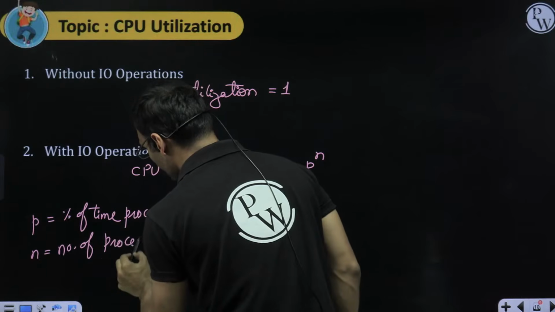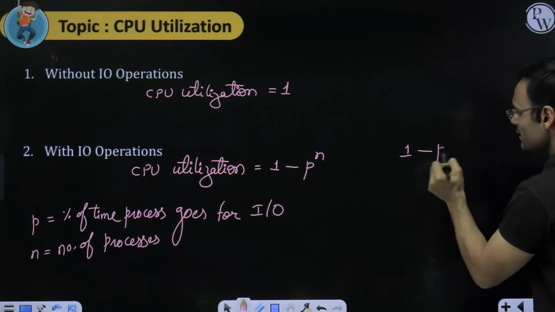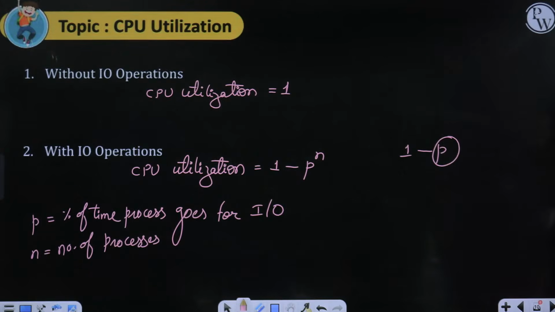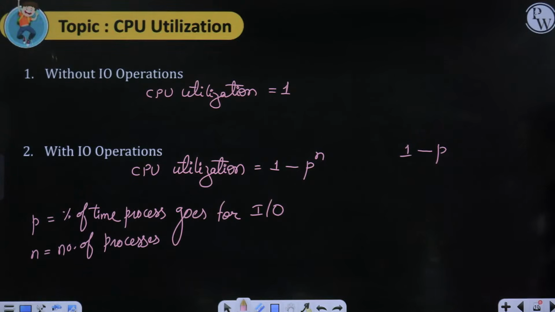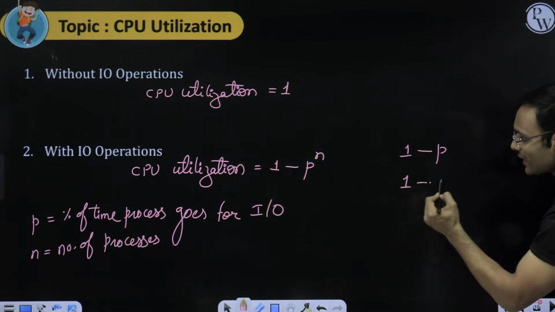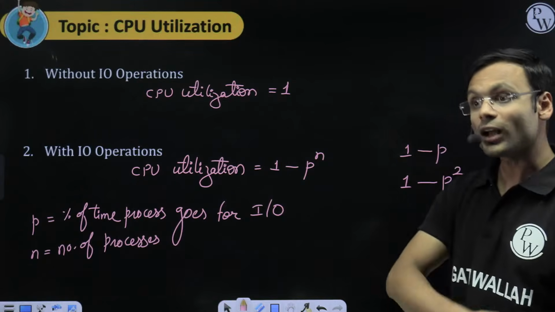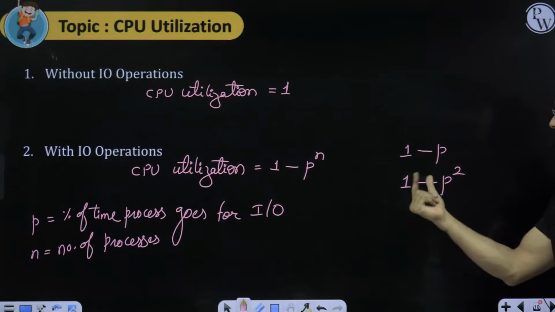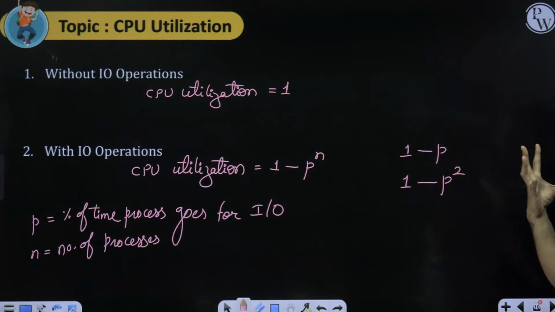If we have one process, only that one process will go for IO at a time, and this is the percentage of time the CPU is utilized. If two processes are there, P into P is the probability that both processes will go for IO operation together. Then only my CPU is free. After 100% minus this, the CPU is utilized this much.